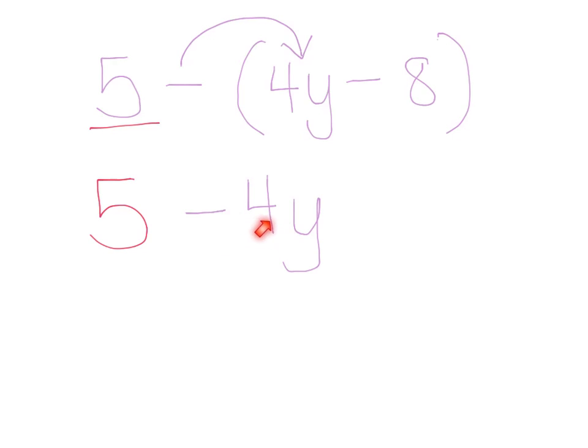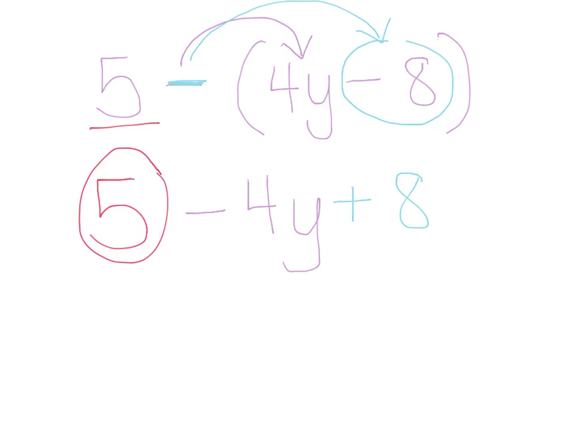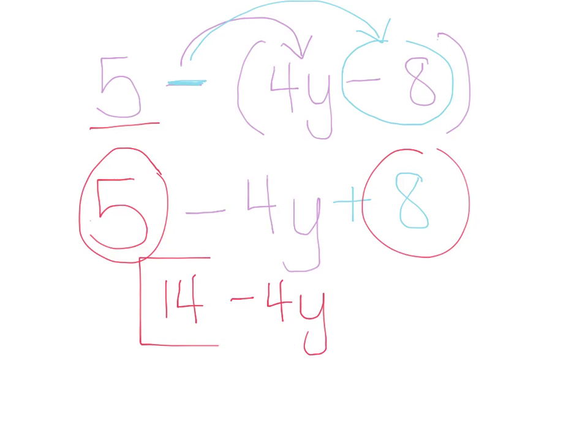Now I'm going to come here, and you could think of it a couple different ways. You can put that together, okay, and then I need to do the opposite of negative 8, which is positive 8, and then I would just write plus 8. Okay, then I could put the 5 and the 8 together, which is 13, and then minus the 4y. Okay, so you can do it that way if you like that way better.